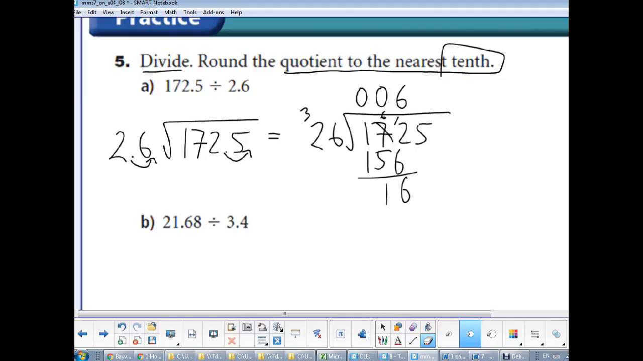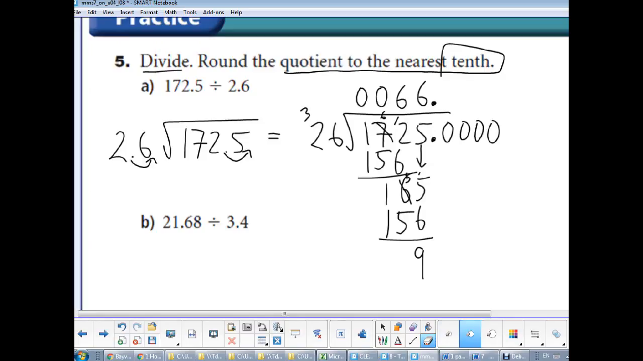26 goes into 6. Well, we bring down the 5. It goes in 6 times. 26 goes in 6 times, which just like before was 156, which will leave us with 9. Now we have to add a decimal, because this number 1,725 has a decimal at the end. And you can add as many zeros as you want to that number. Every number has a decimal and then a bunch of zeros after it.